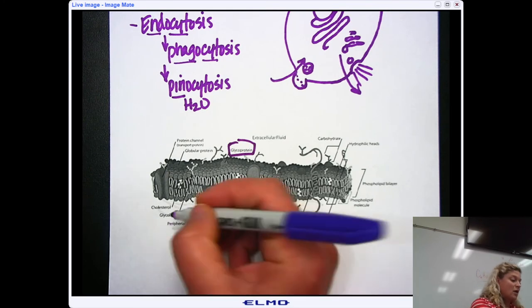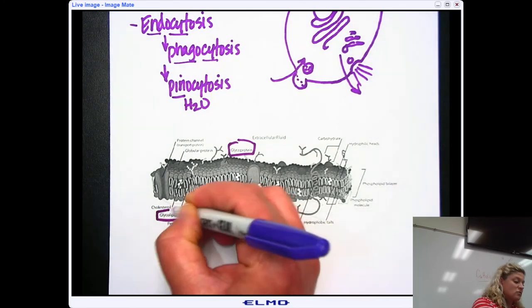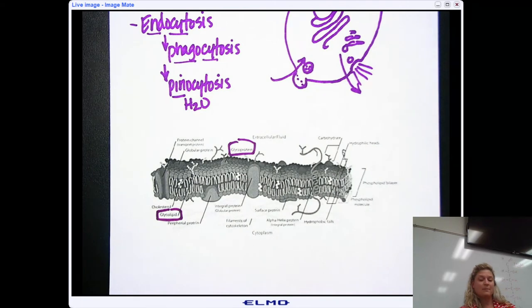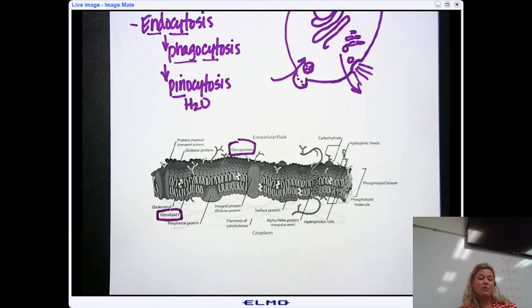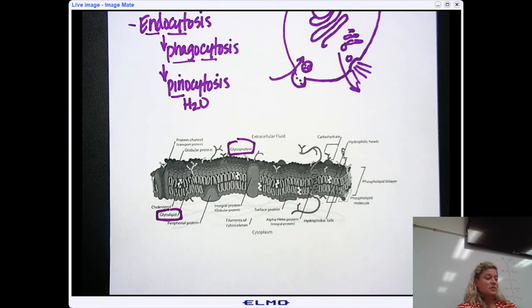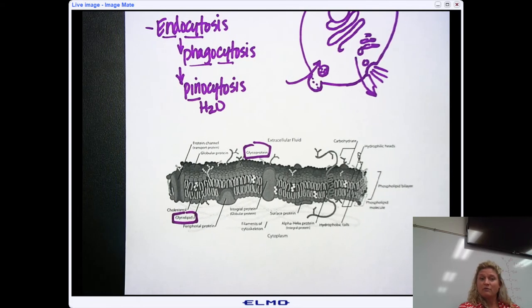Then we have the glycolipids. The first one we had was a glycoprotein, now we have a glycolipid. These are going to serve as markers. An example where we would see that would be the blood groups on red blood cells, the ABO blood groups. So this is our final set of notes going over the plasma membrane that I have so far.